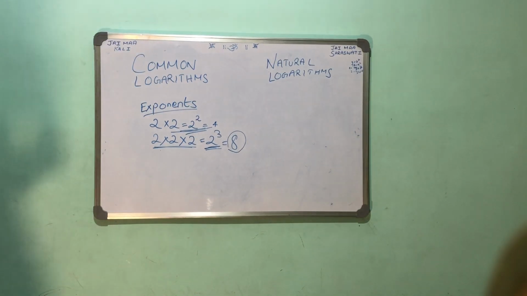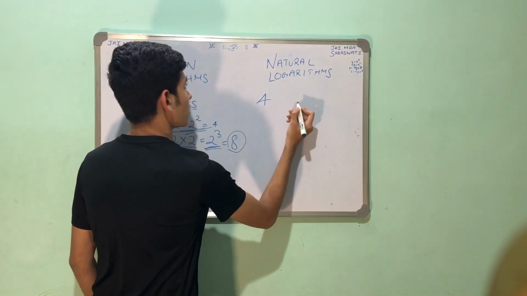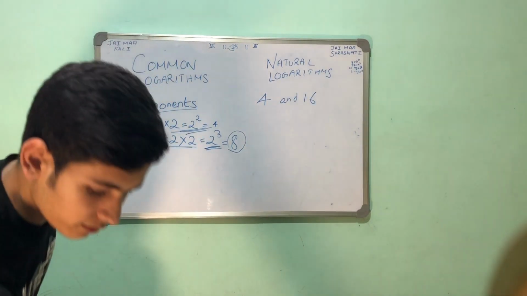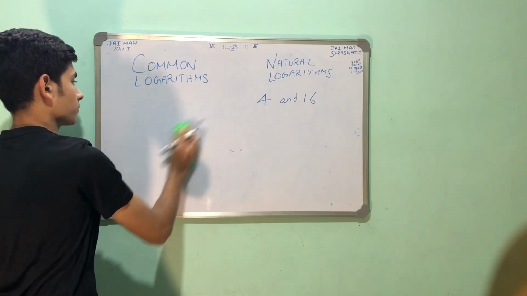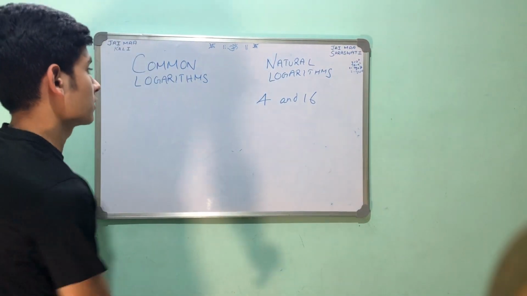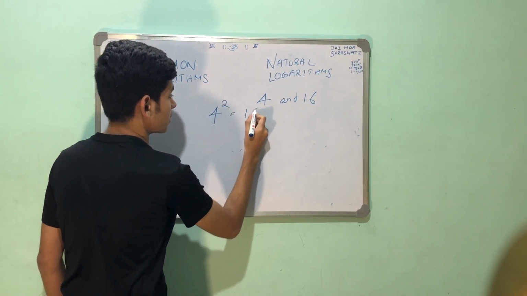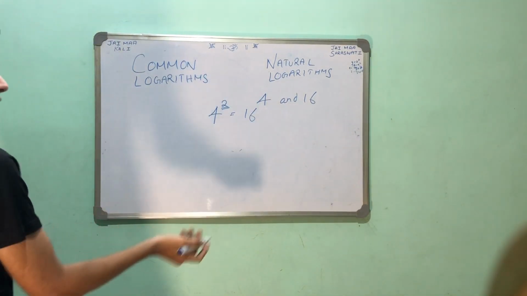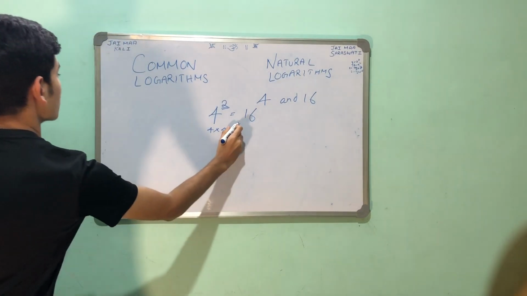Coming to logarithms, let's take two numbers, 4 and say 16. How are they related? They can be related to each other by 4 square equal to 16. So the power 2 relates 4 and 16. 4 square gives us 16, 4 into 4 gives us 16 only.